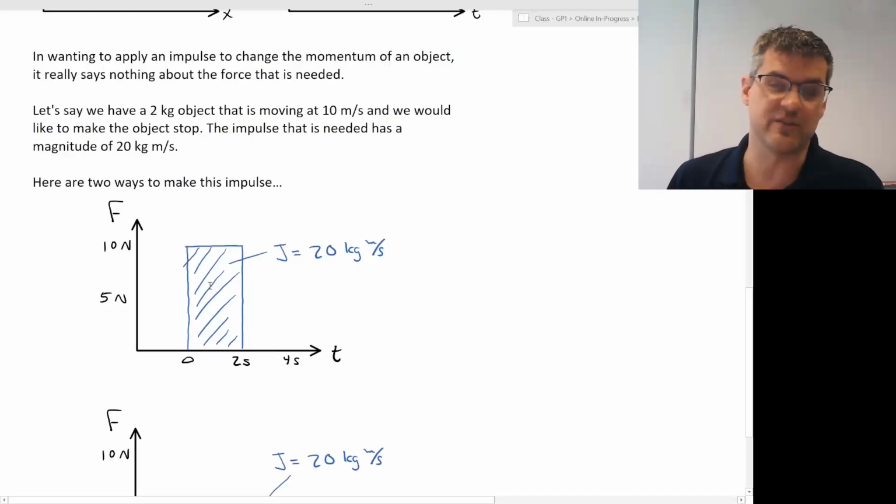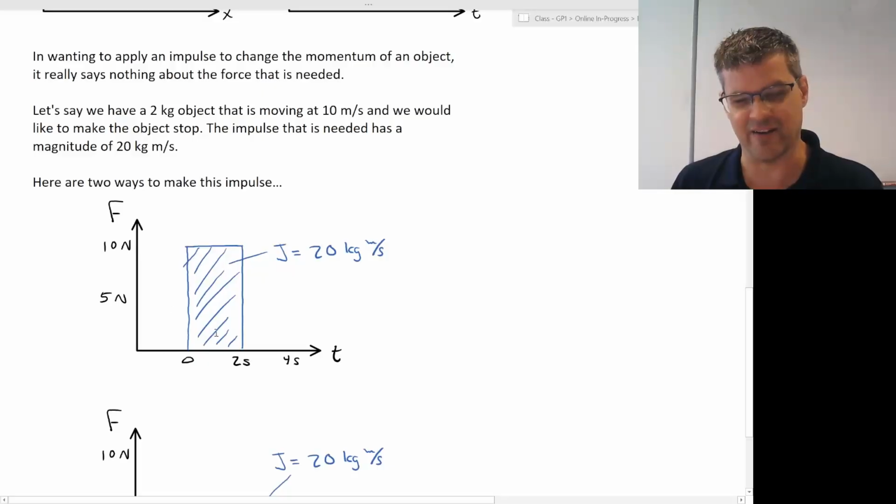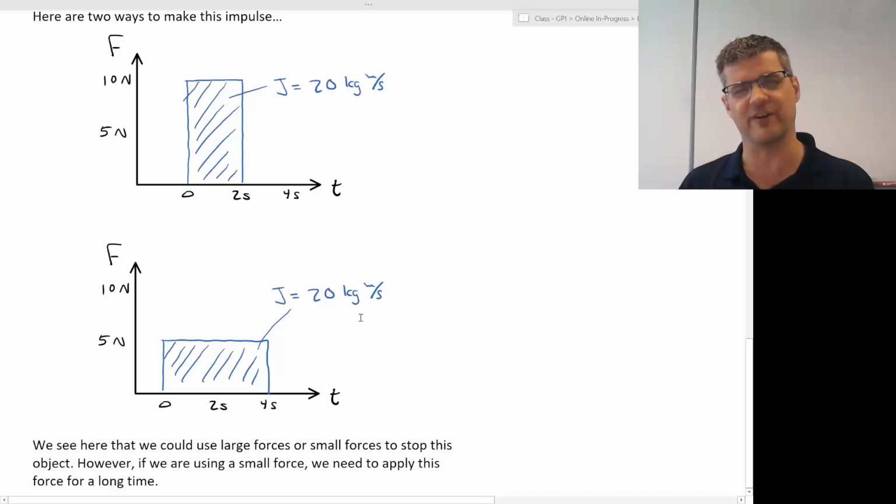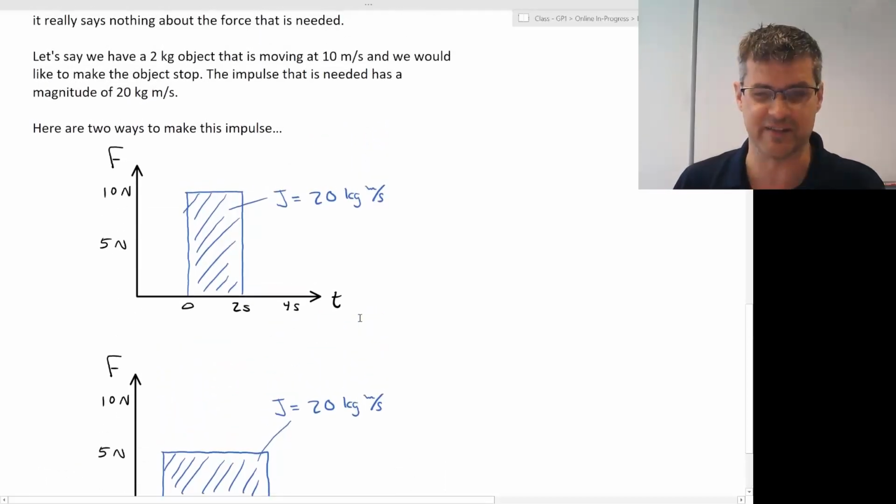And if we wanted to, we could apply a large force, say here 10 newtons over 2 seconds, to get an area under the curve of 20 kilogram meters per second. Or we could apply some smaller force, 5 newtons, but apply it for a longer time. This is also 20 kilogram meters per second. This is a way for us to take that momentum out of the system.